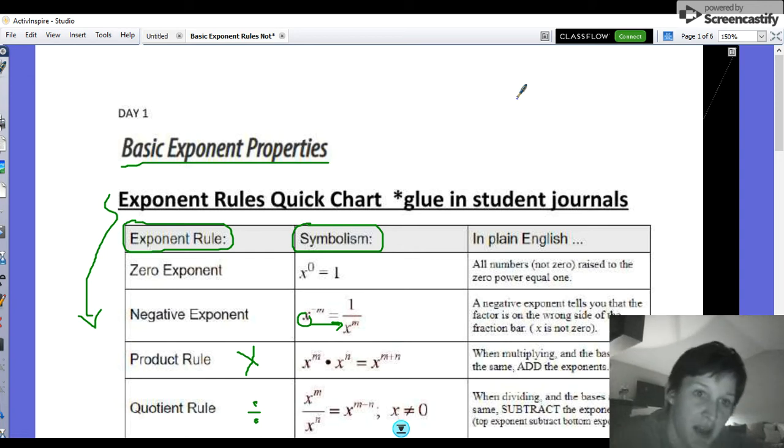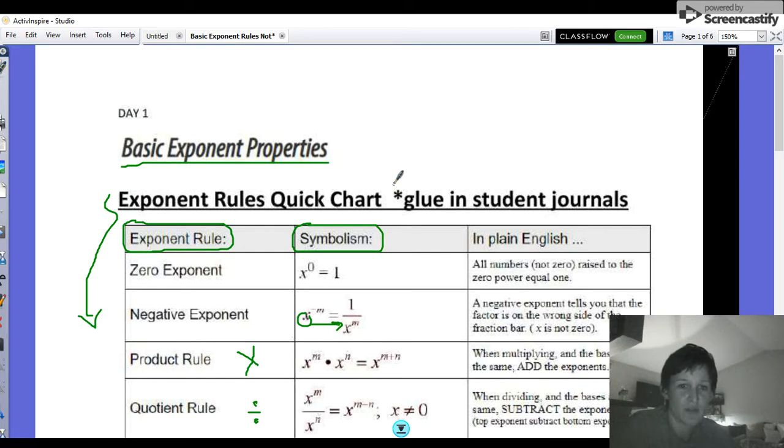Okay, guys, basic exponent properties. These are basically the ABCs of algebra. You need them for everything from this point forward, and we've probably already been using them whether you know it or not. Okay, hopefully at this point I will have given you this chart to glue into your journal. If I haven't, then I probably forgot, so please gently remind me.